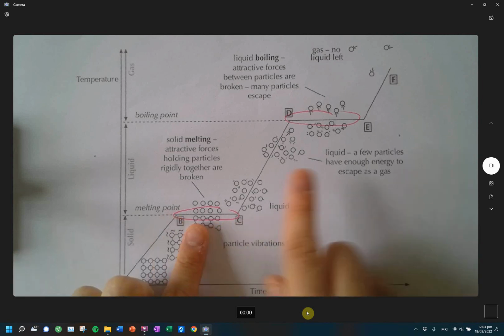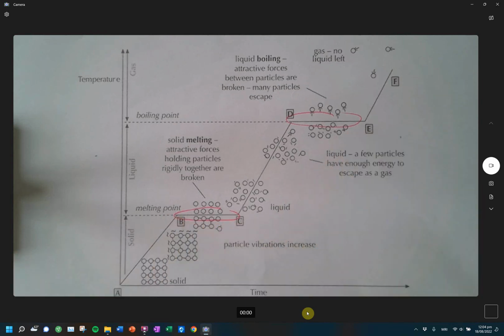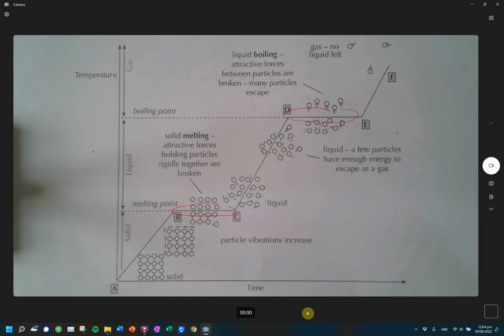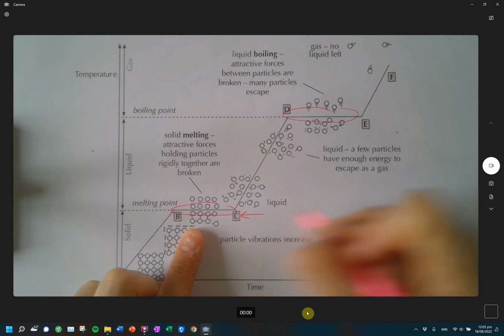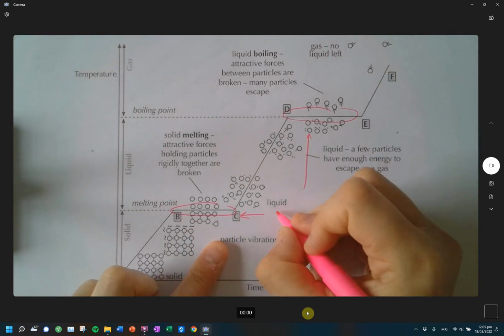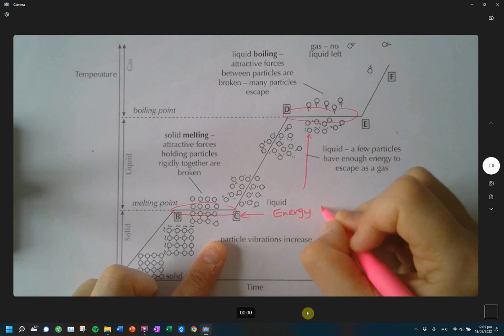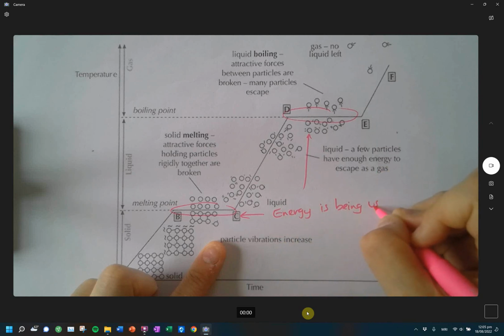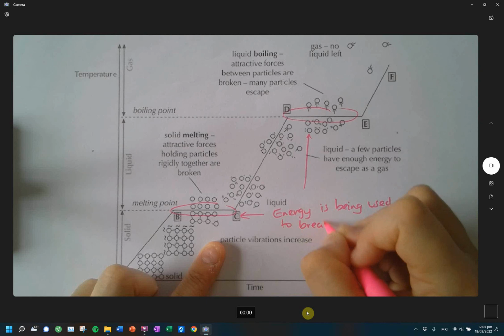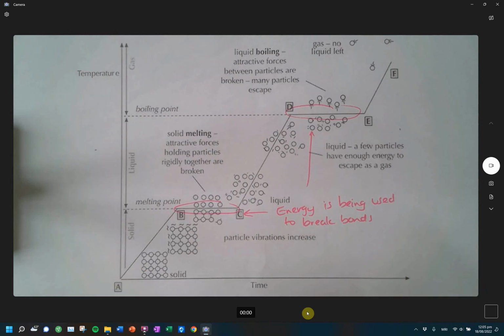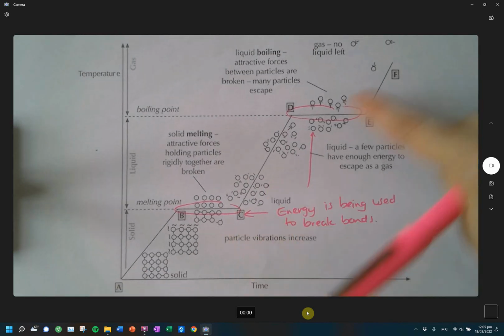When I hit something like the melting or the boiling point, instead of that energy going into vibrating the molecules, it's going to be going into breaking the intermolecular forces. And since the energy is going there, instead of the movement and the kinetic energy, that's why the temperature stays at that one point for a while, and then it will phase change and keep increasing. So something just to note is that at those locations, the energy is being used to break bonds. And once those bonds are broken, we're able to move to liquid and gas.